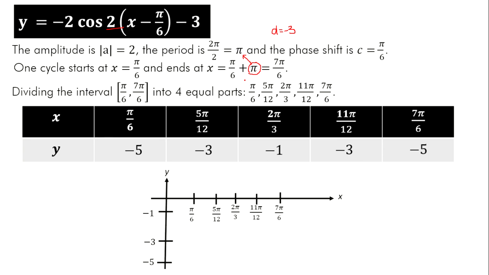So if we're going to plot this in our Cartesian plane, as you can see here, it's in the fourth quadrant. Given that we have pi over 6 comma negative 5, that is this one. Then 5 pi over 12 and negative 3, this one. And then 2 pi over 3 comma negative 1, this one. 11 pi over 12 comma negative 3, this one. And then 7 pi over 6 comma negative 5, this one. Okay, so we have now the graph of the function.